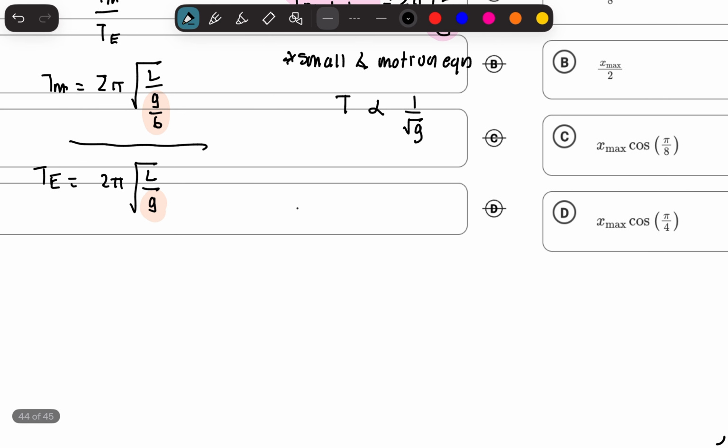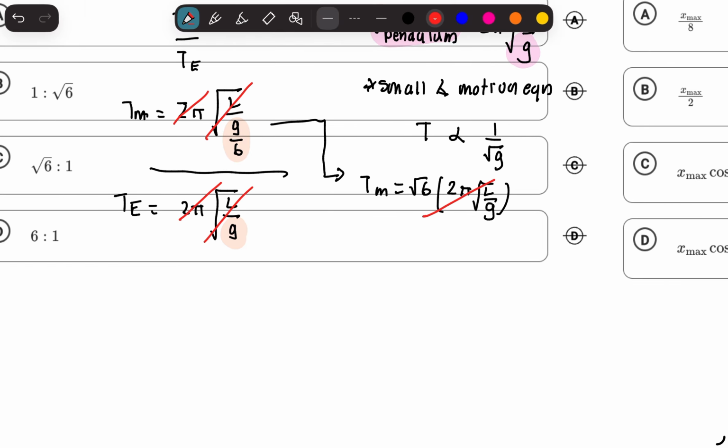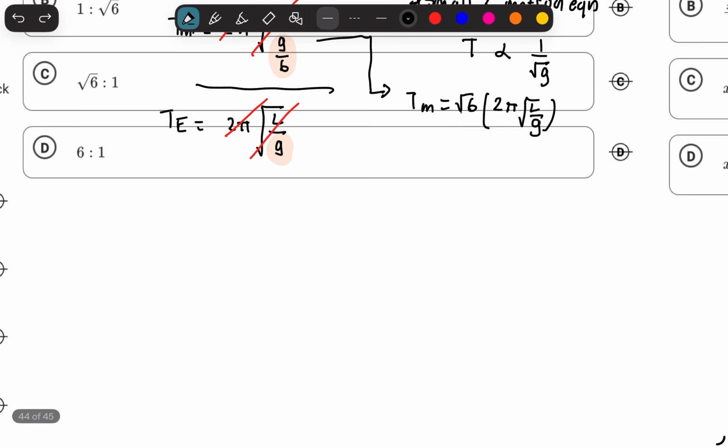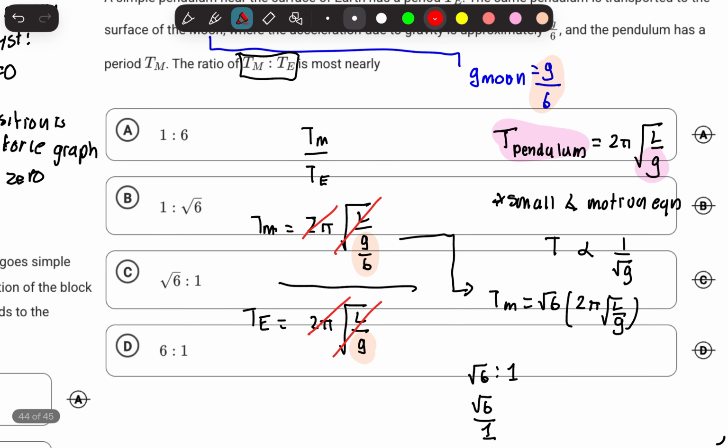Now, if we analyze this, you have Tm is equal to, you can factor out the root 6, and that will just leave you with 2 pi over the root of L over g. So therefore, you can see that the only thing that is left over is simply going to be that root 6. So that means that the ratio is going to be root 6, and you can see that that's in the numerator. So it's going to be root 6 to 1 because it's root 6 over 1. So that means our answer is going to be option C.